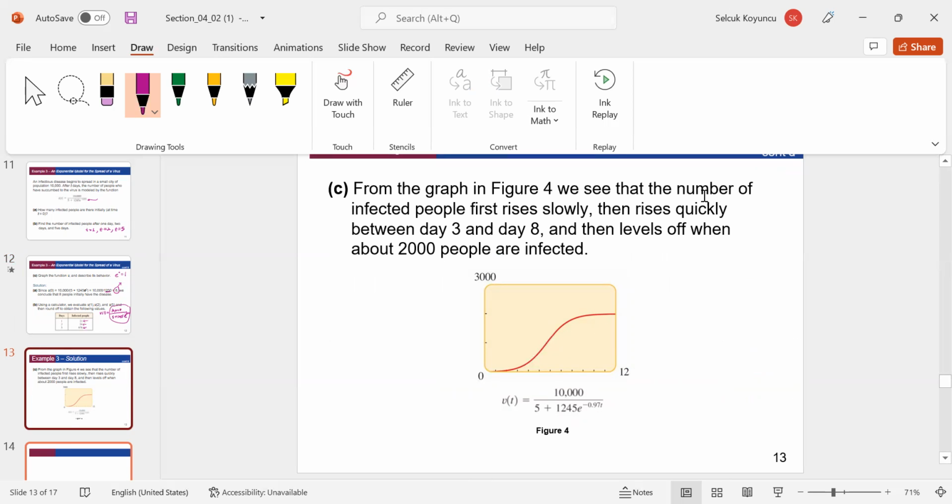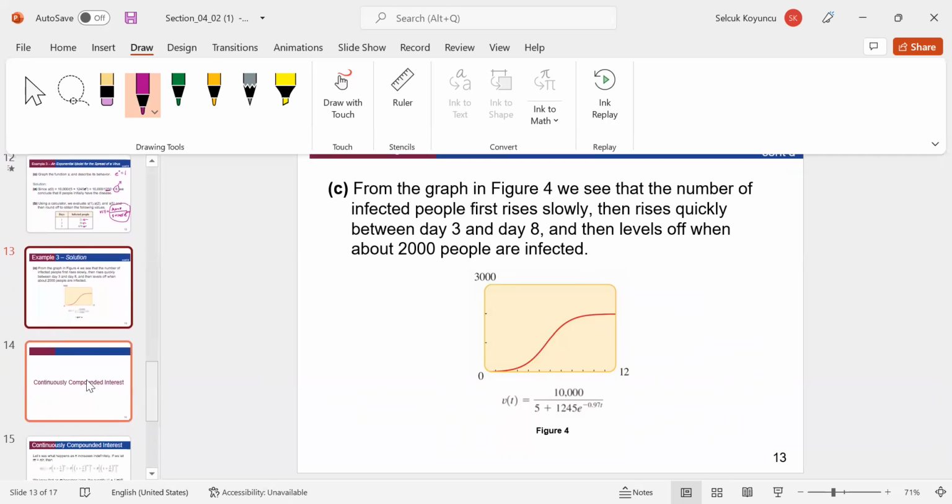So, you can see that the number of people infected rises slowly at first, but then rises quickly between day 3 and day 8, and then levels off when about 2,000 people are infected. So when this gets bigger, it's probably just going to level off at some point, right?